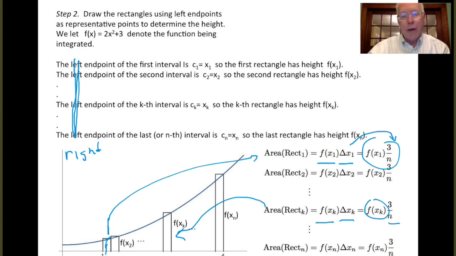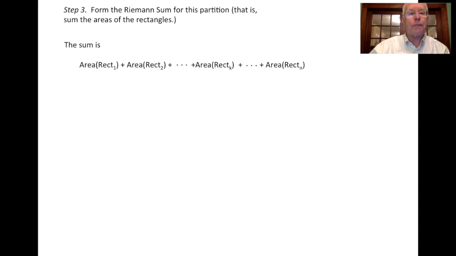So that completes step 2. You want to write out these rectangles, draw them if you have to, and then be very careful about understanding what the height of each one is and what you multiply together to get the area of each of these rectangles.